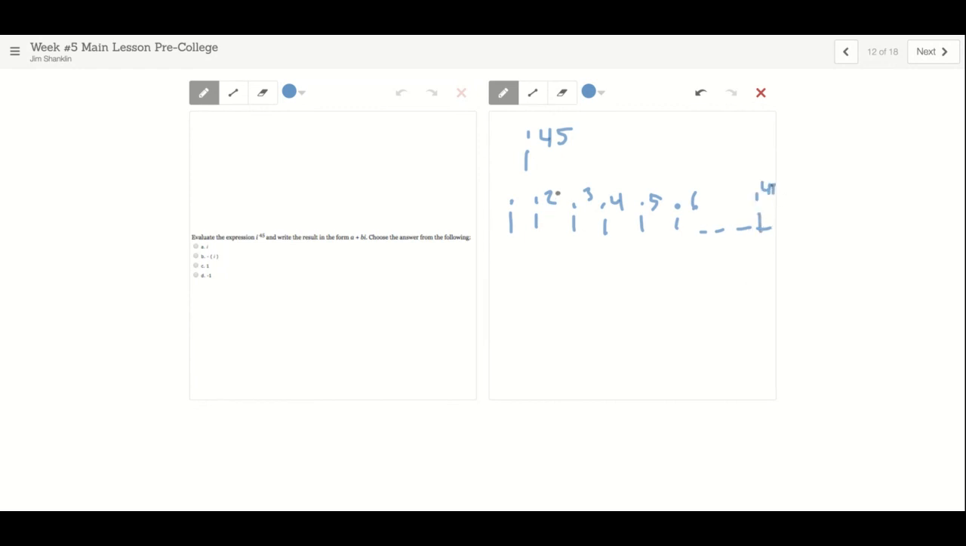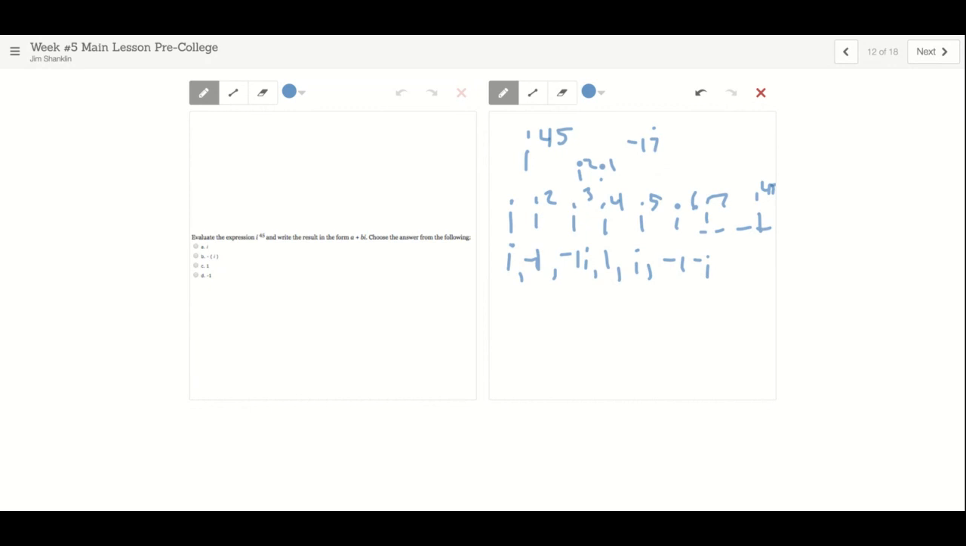Well, i squared is negative 1, right? So you have i, and then you have negative 1. And then i to the third really would be i squared times i, which is negative i. And i to the fourth would really be negative 1 times negative 1, which is 1. And then this keeps repeating. So i to the fifth has to be i, i to the sixth has to be negative 1, i to the seventh has to be, what is that, negative i.